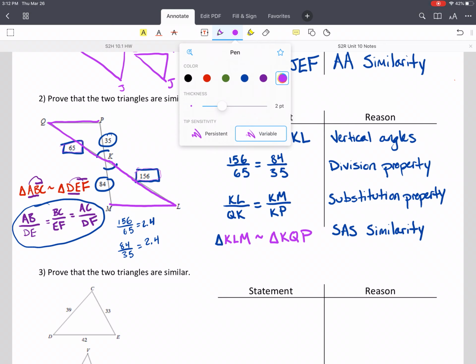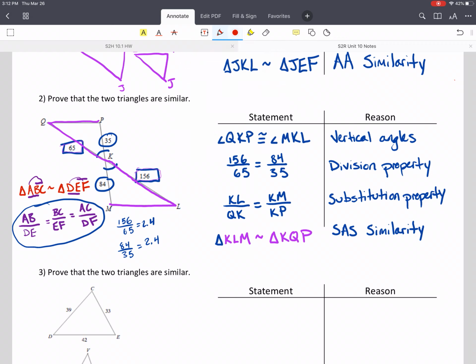So here's a tip in red for you. Division and substitution will always be used together. There's no point of using division unless we're going to substitute in the names of the sides.